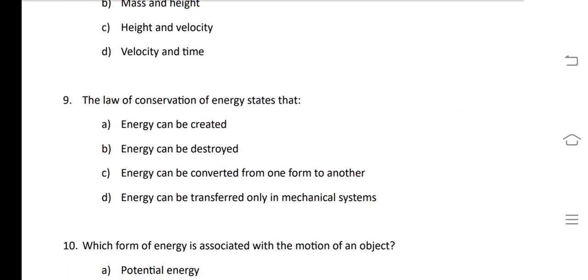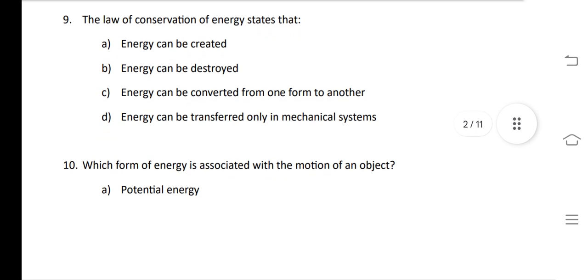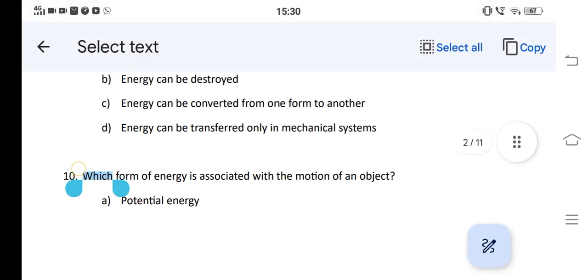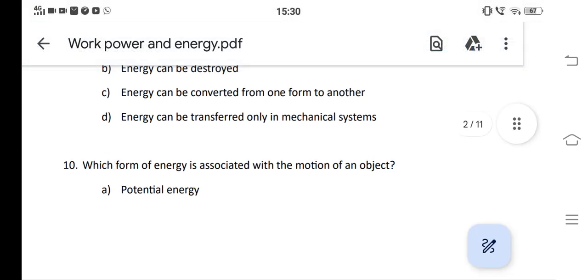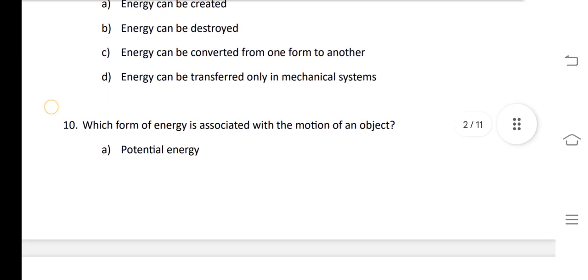Our next question is: law of conservation of energy states that energy can neither be created nor be destroyed, but it can be converted from one form to another. So option number A is not correct. B is also incorrect. So the correct answer is option number C, that is energy can be converted from one form to another.